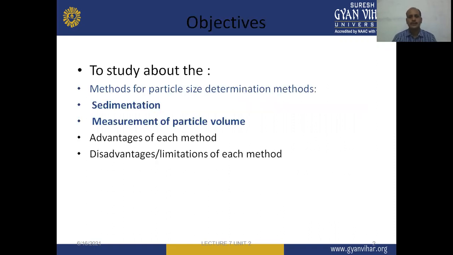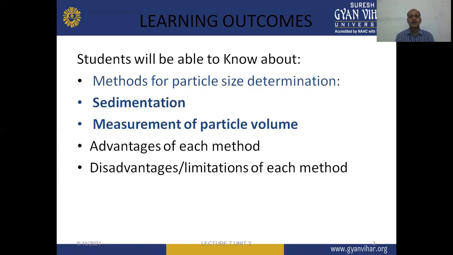So the objective of today's lecture is to study the different particle size determination methods, like the sedimentation method: its method, procedure, principle, and lastly, advantages and disadvantages. Similarly, for the second type of method, which is based on measurement of particle volume, we have to discuss the principle, measurement, procedure, apparatus, then lastly, advantages and disadvantages of the particle volume measurement method. A student will be able to know about the sedimentation method and particle volume measurement method after completion of today's lecture.